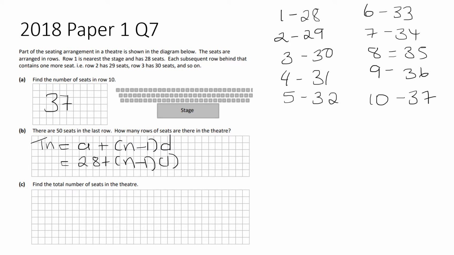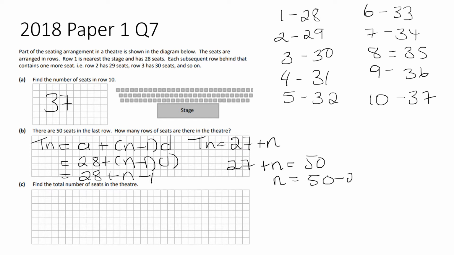So that means that our term-to-term rule is 28 plus 1 times n is n, and then 1 times minus 1 is minus 1. So that means that it's equal to 27 plus n, because 28 minus 1 is 27. So what I can do here is make this formula equal to the amount of seats, which is 50. Then n is equal to 50 minus 27, which would give me 23. So that means in row 23, I'll have 50 seats.